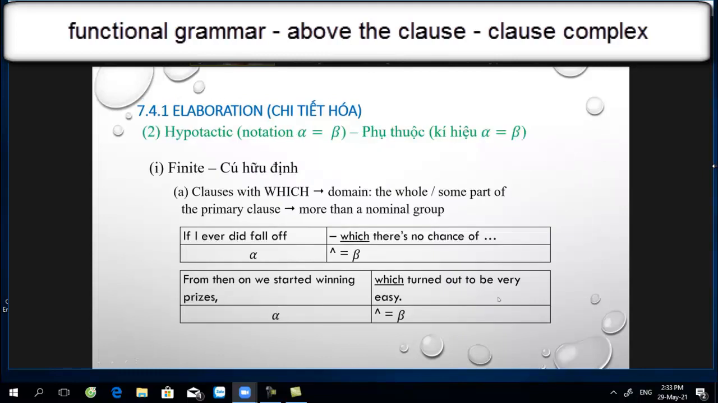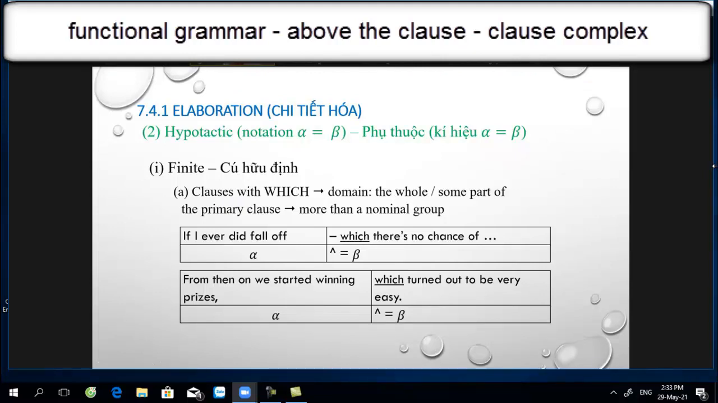And now we move to the next one, hypotactic, phụ thuộc. And as Miss Wen has said, for the hypotactic, we use the signals alpha and beta. And in elaboration, we use the mark equal, dấu bằng. Okay. And for the finite clause, we have the clause with "which" and its domain is the whole.